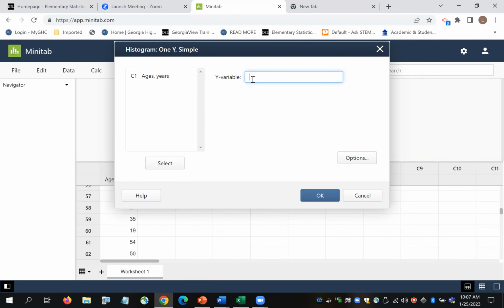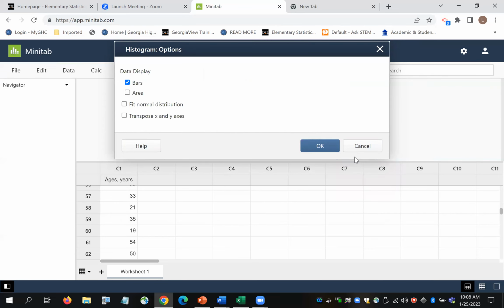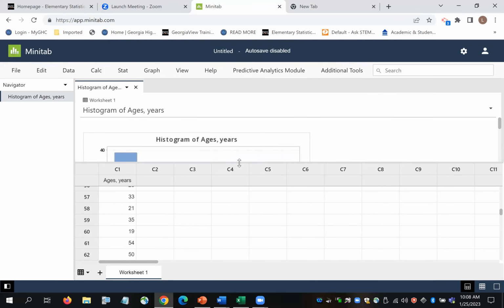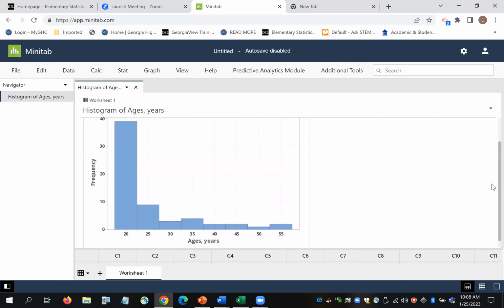I have to choose the variable. Now, I only have one variable in the system right now, but if I had a whole spreadsheet, I would need to choose the one I want. So I want ages in years. We can have it do some fancy stuff, but we don't need to. I'm going to check options. I don't need it to do anything fancy, so you really wouldn't even have to click that. And then I click OK. And in the top half of the screen, your histogram appears.